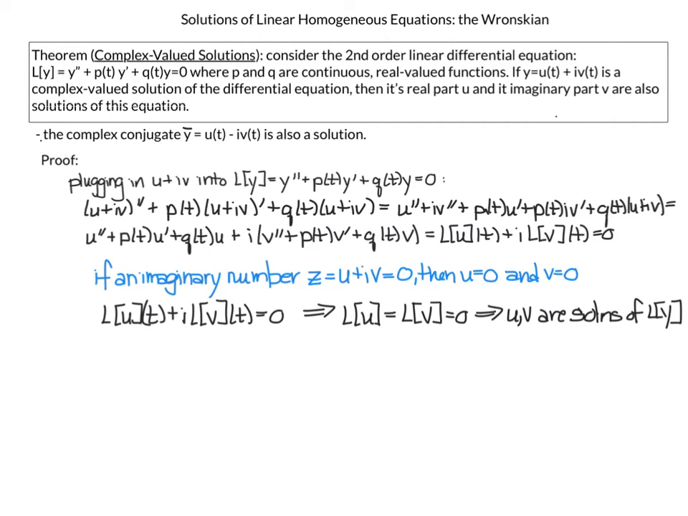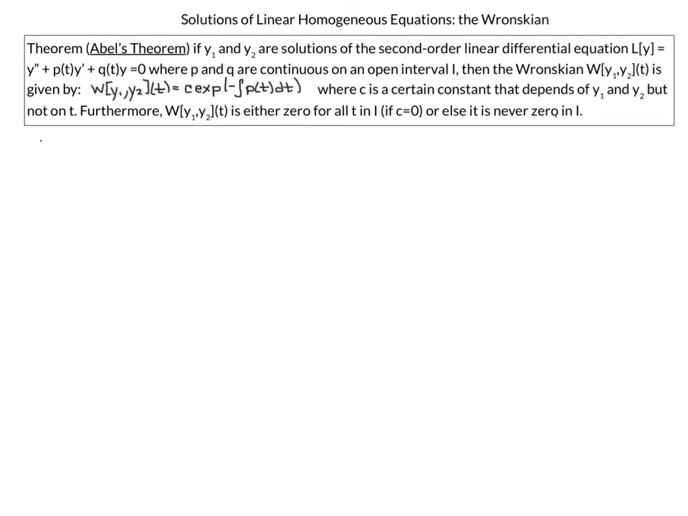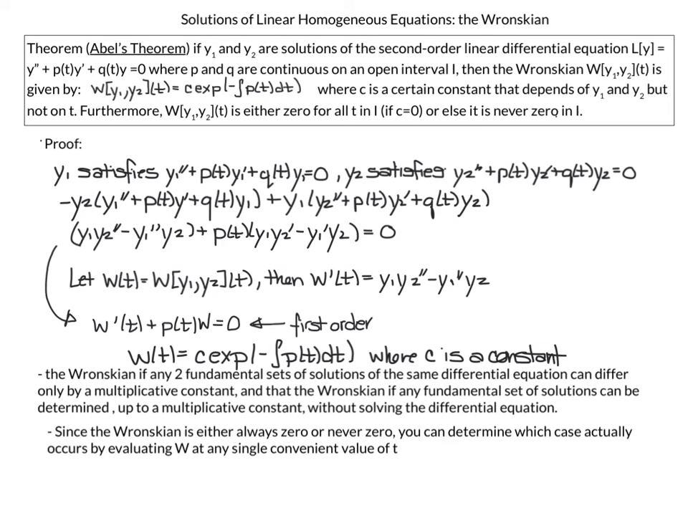Given that I barely even wanted to read this theorem, I'm just going to leave this proof here for your reference. Our last theorem is Abel's theorem. If y1 and y2 are solutions of the second order linear differential equation, y double prime plus p(t) y prime plus q(t) y equals 0, where p and q are continuous on an open interval I, then the Wronskian is given by, so here we have another formula for the Wronskian, and you notice it doesn't involve finding y1 and y2.